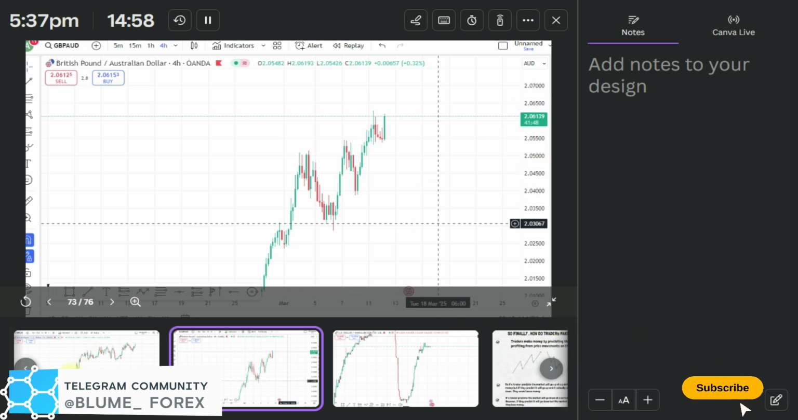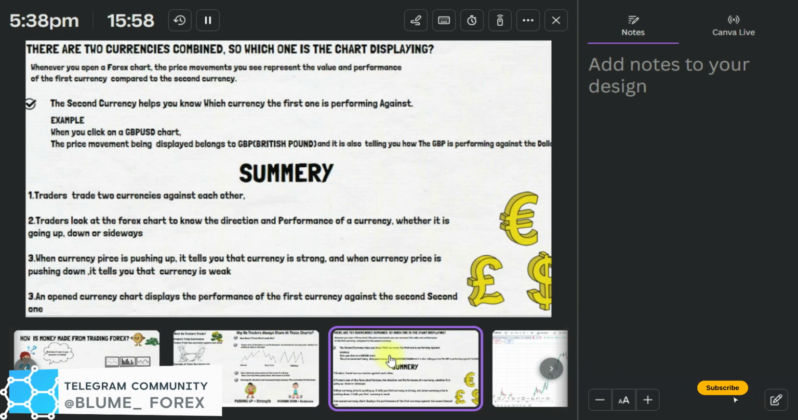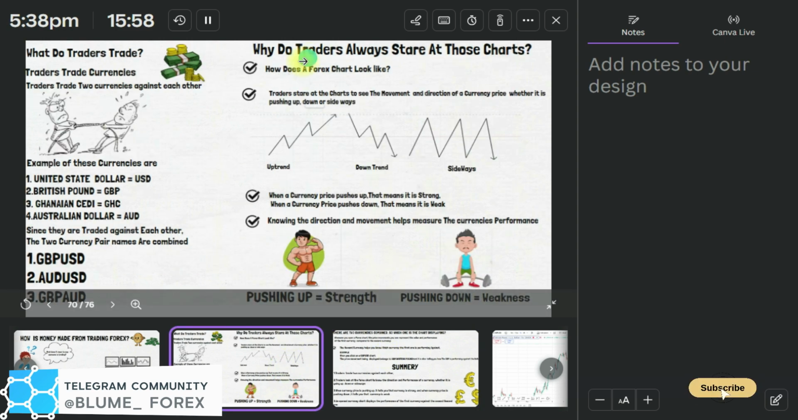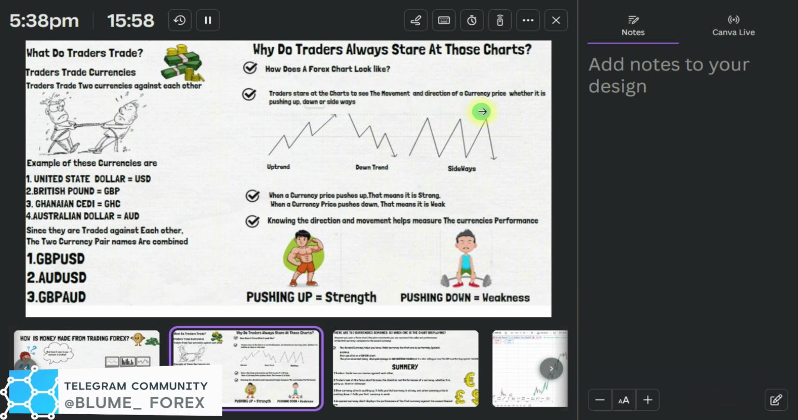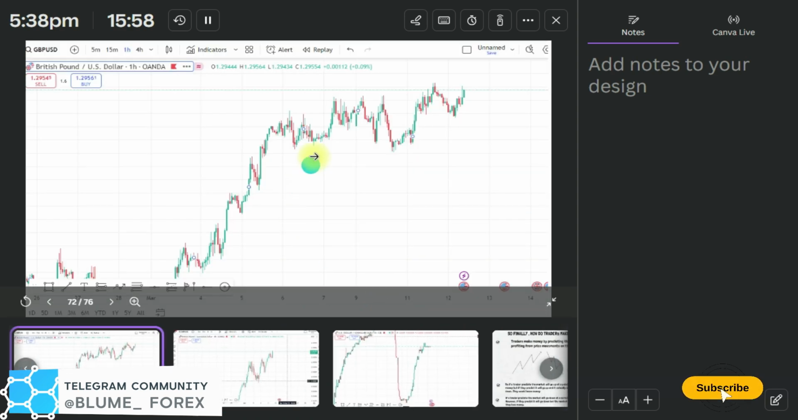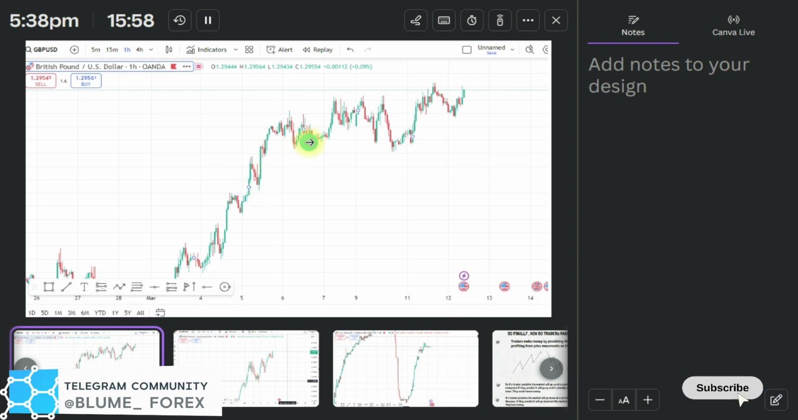Now let's go back. So that's how the forex chart looks. So why do traders stare at these charts? Traders stare at the charts to see the movement and direction of currency price, whether it is pushing up, down, or sideways. So as I said, these red and green blocks represent currency price, right? The currency that you are trading, its price. So they represent the movement.